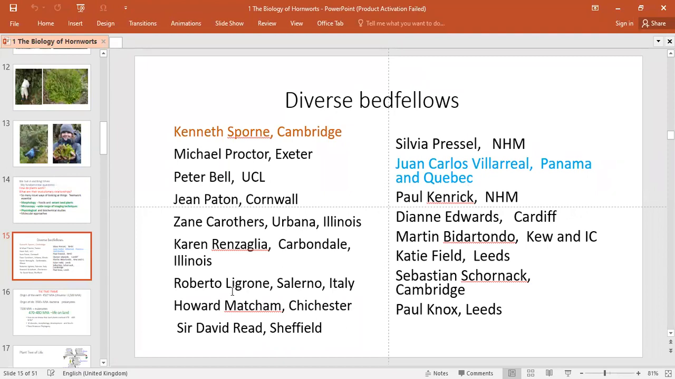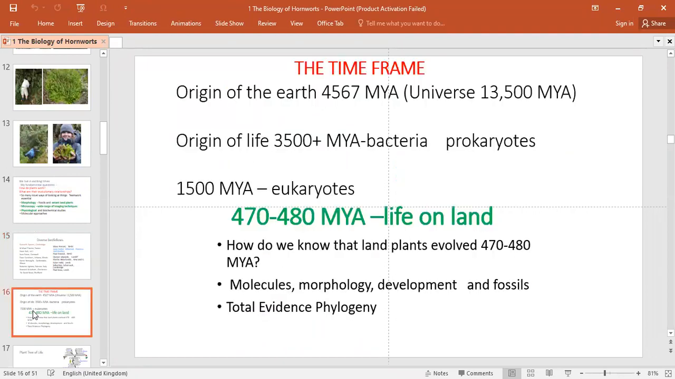I'll give you a time frame. Origin of the Earth, same age as meteorites, 4,567 million years old. Life, 3,500 million years old. Eukaryotes, or big cells, 1,500. But the important thing in my time frame is life on land. And life got onto land 470, 480 million years ago. And we know this from molecules, morphology, development, and fossils, which together are called a total evidence phylogeny.